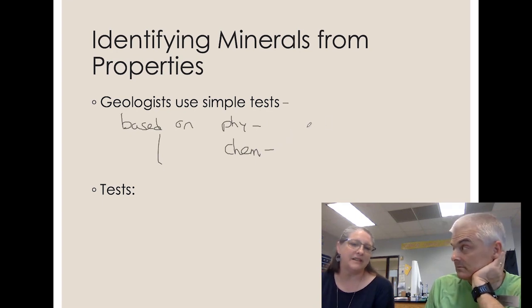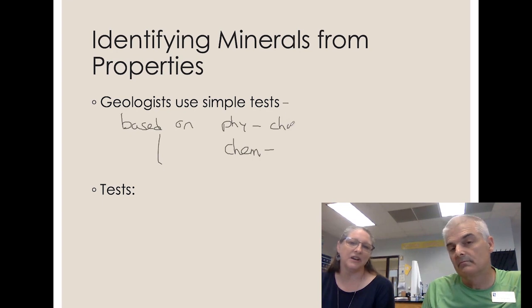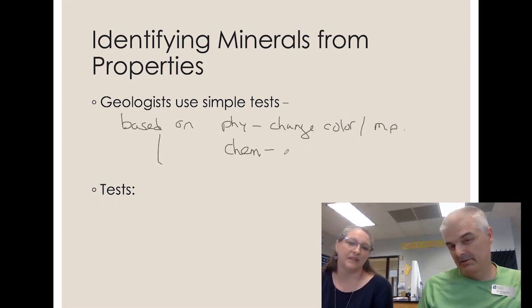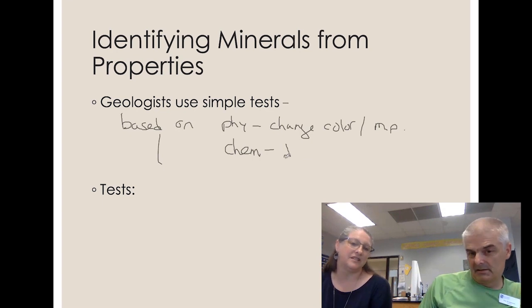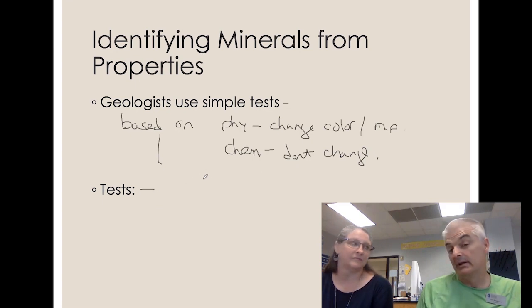Physical are the properties that can change. They can change in color, different color. So color, also things like their melting points. Yes. Things like that. But chemical properties, now what's that? Those do not change at all. They're exactly the same throughout the sample. Okay. All right. And what are some examples of some tests that we could do?